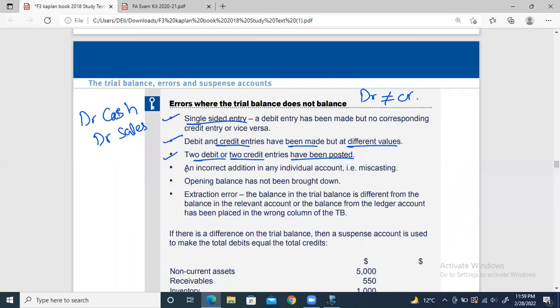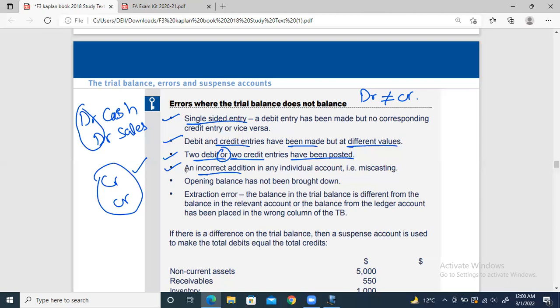Now, an incorrect... sorry, but this one shouldn't always be balanced because of two debits and two credits. Basically, what's happening is that either you do two debits or you do two credits, right? If you're doing two debits, there is nothing on the credit side, then the trial balance will not match. Either you're doing two debit or two credit entries, so that means the other side will be empty.